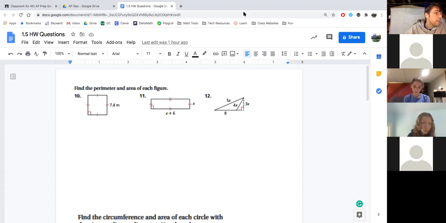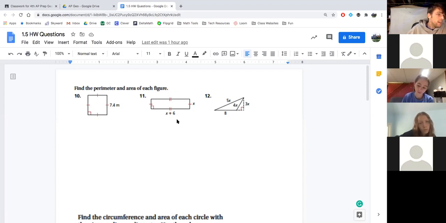All right, I am going to look at these problems that are from 1.5 and just do a few of them. So some of these are pretty straightforward, finding perimeter and area. For number 10, that's just a matter of actually using the number here and finding that out, whereas on 11 and 12, those are both going to be left in terms of x.